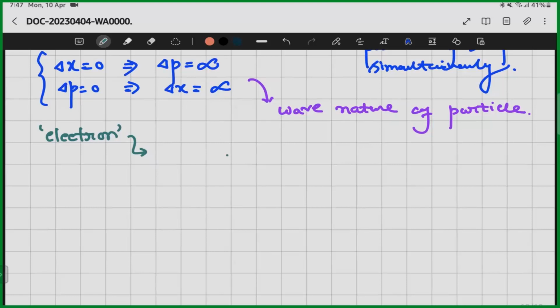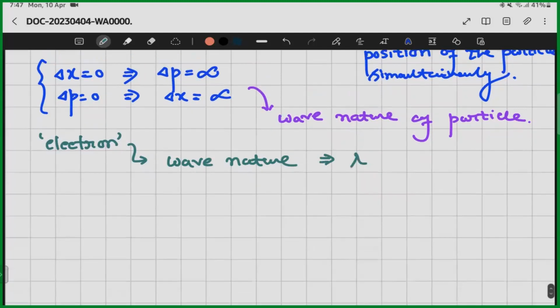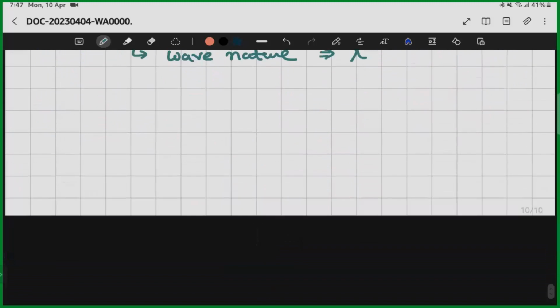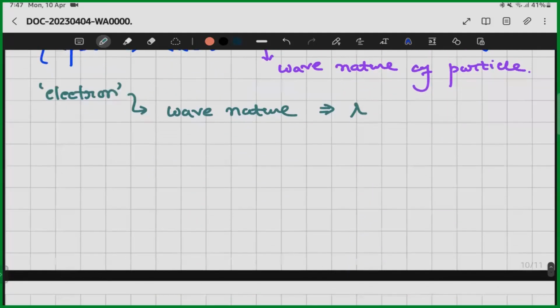In general, an electron is a matter wave. It has a matter-particle nature and a wave nature as well. Wave nature means there is some wavelength. In the de Broglie equation, the wave nature is represented by the wavelength lambda, and the particle nature is represented by the momentum, mass. These are the two things. So wave nature means there is some lambda.